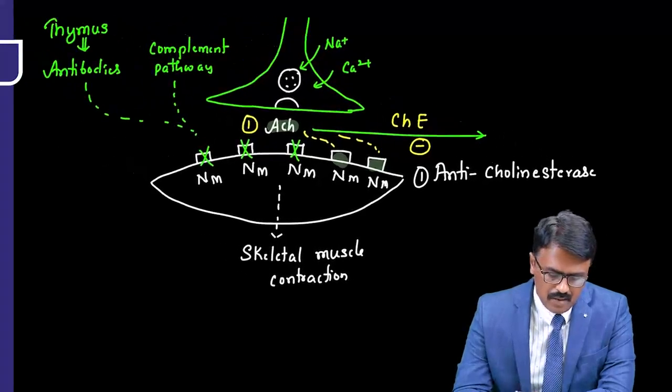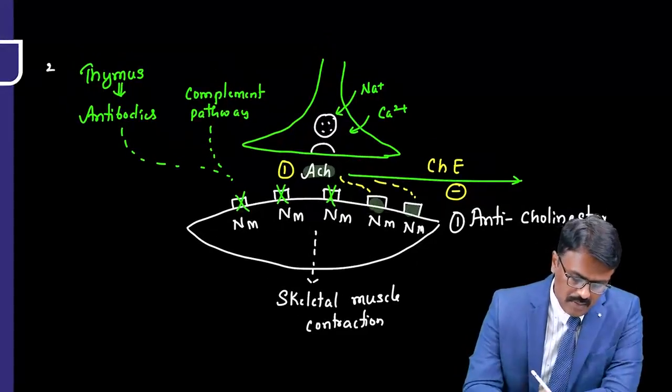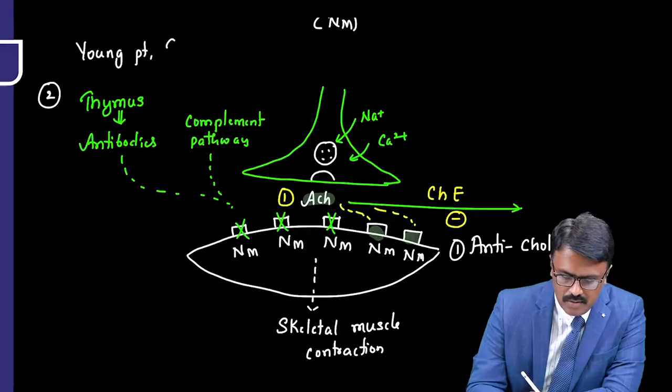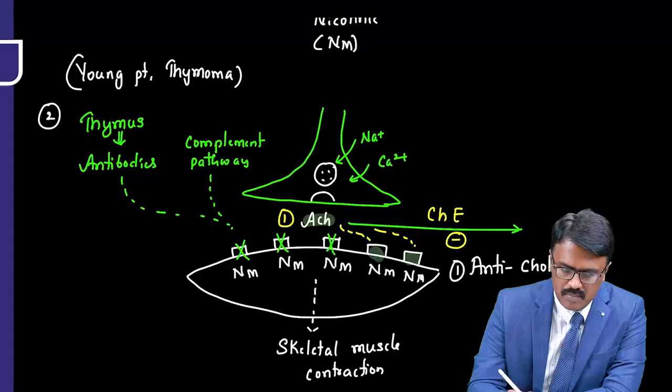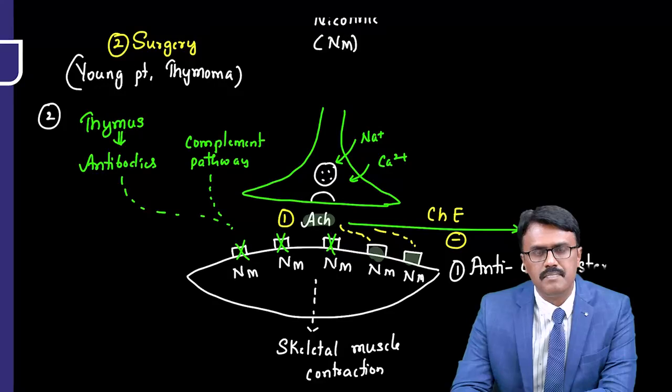Apart from that, the problem is the thymus. In young patients who have thymoma, you can do a surgery and remove the thymus. So that is the second therapy we can do: do the surgery. That is the second target.